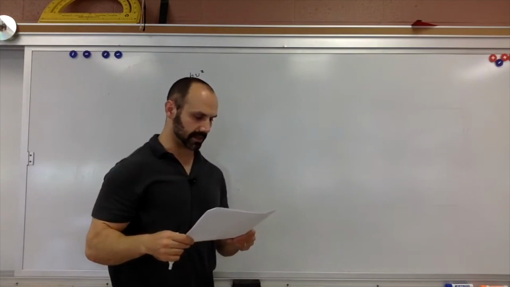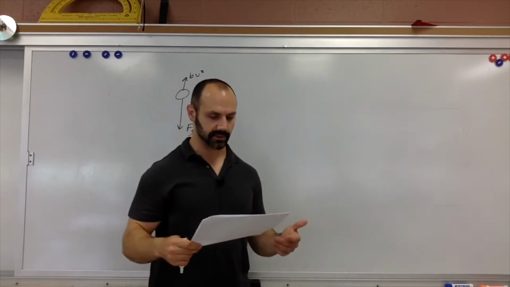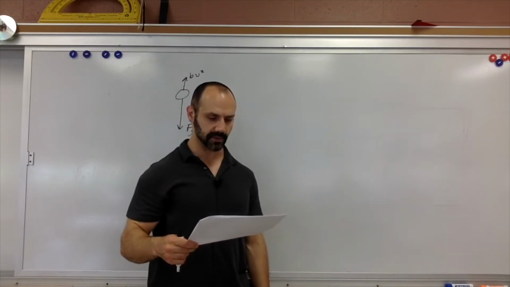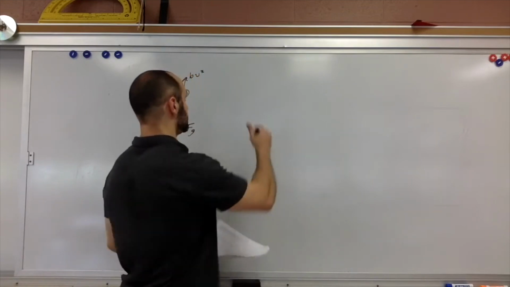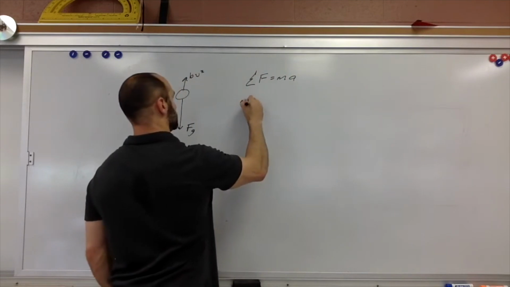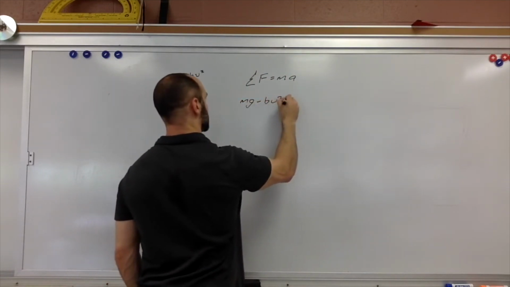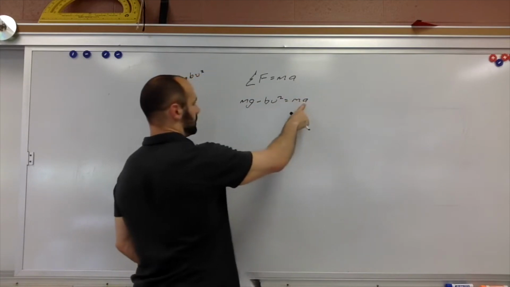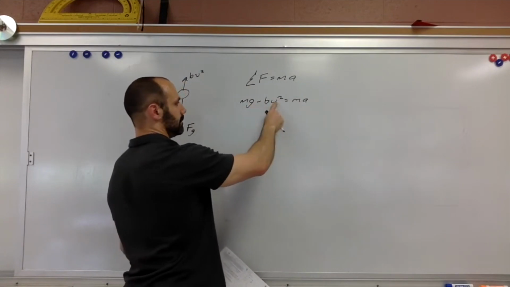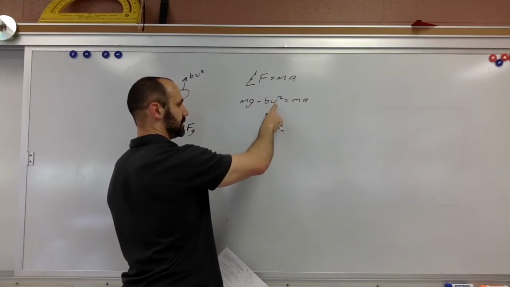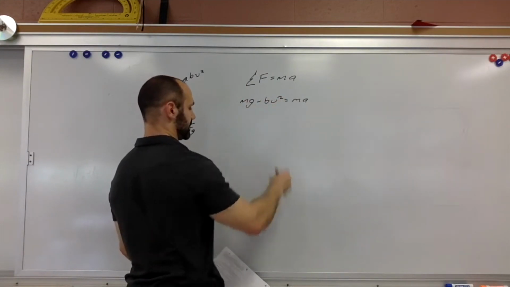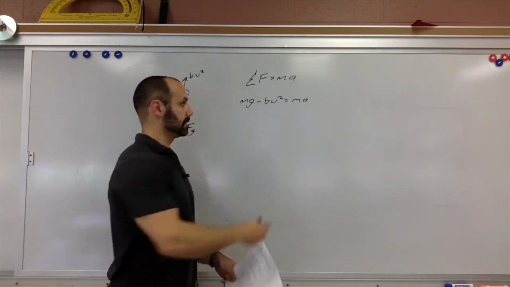Okay, so now state whether the magnitude of the acceleration increases, decreases, or remains the same as the ball approaches terminal speed. Here's the idea. Since sigma F equals ma, mg minus bv squared equals ma. Initially at time 0, the acceleration is just equal to g. But as time goes on and v gets faster and faster, this value gets more, so this whole thing gets less. That means a has to get less. So a decreases over time as v increases.